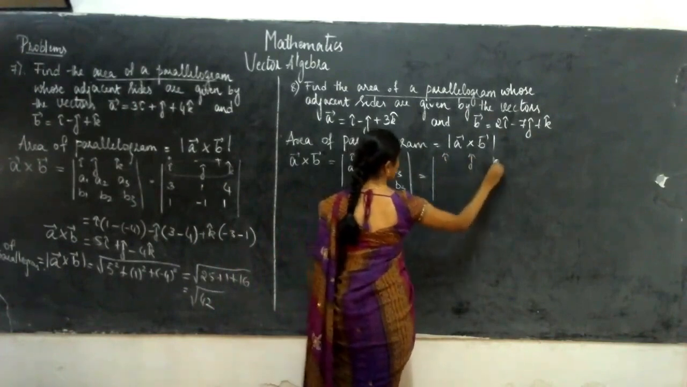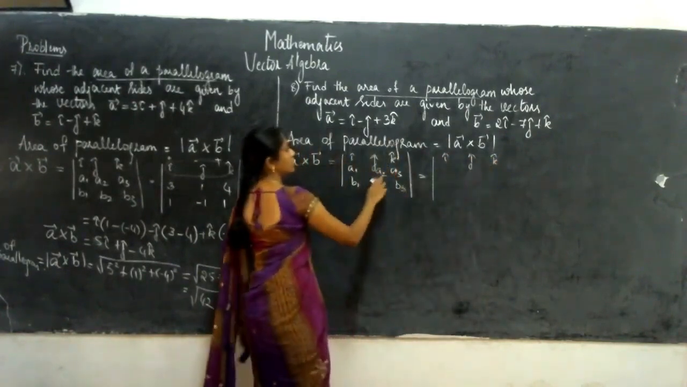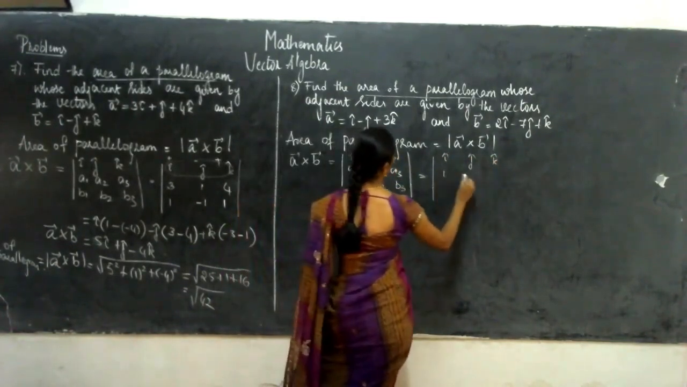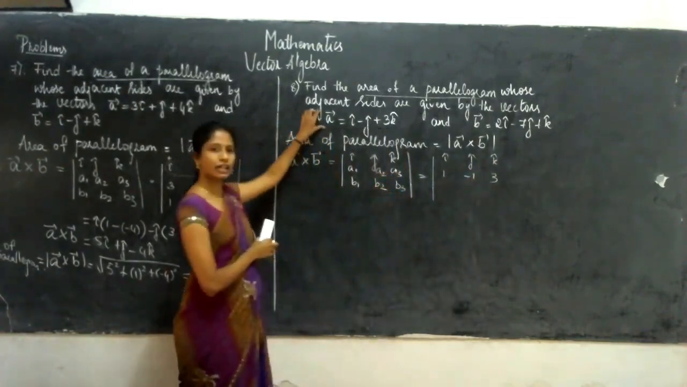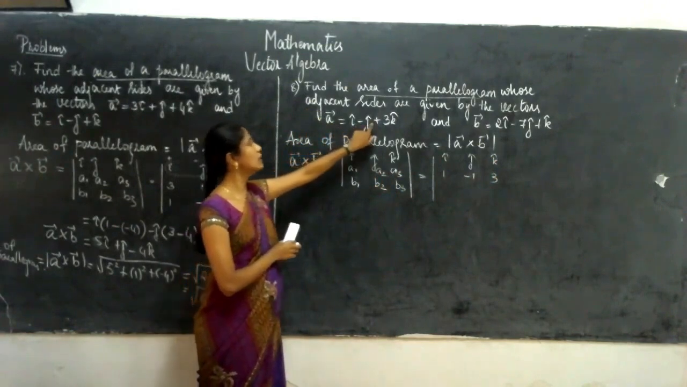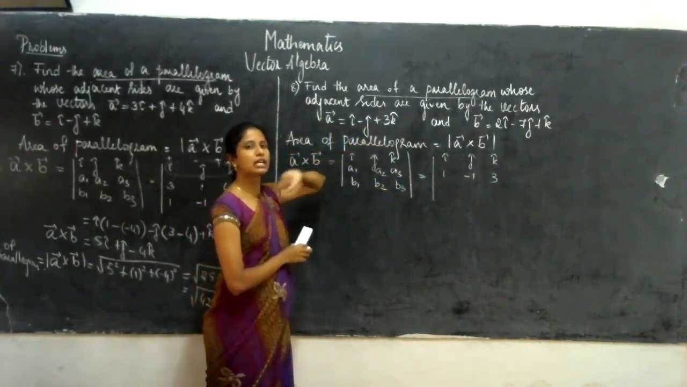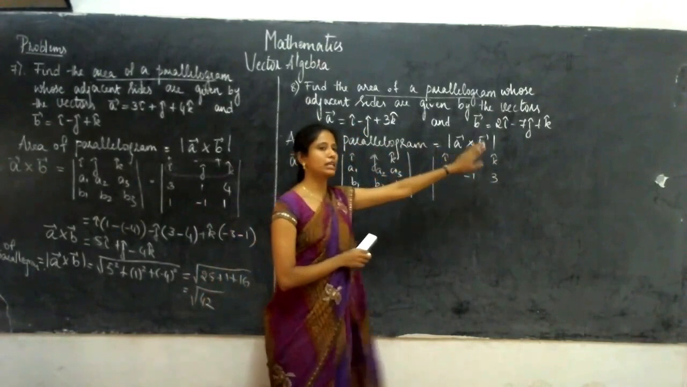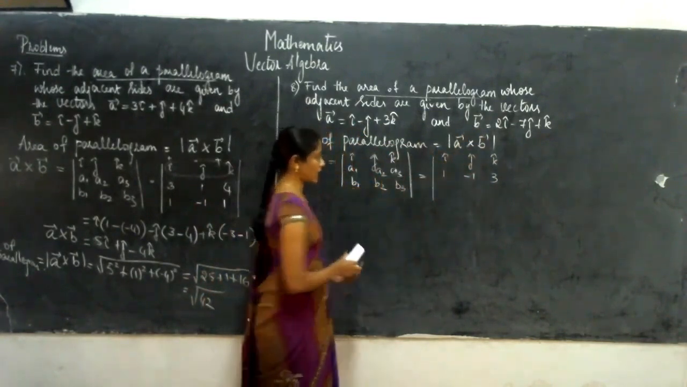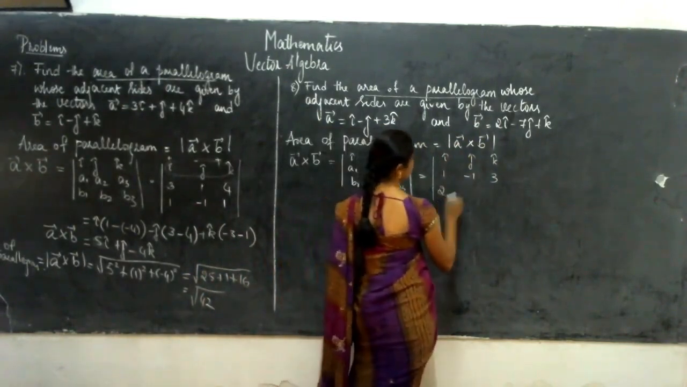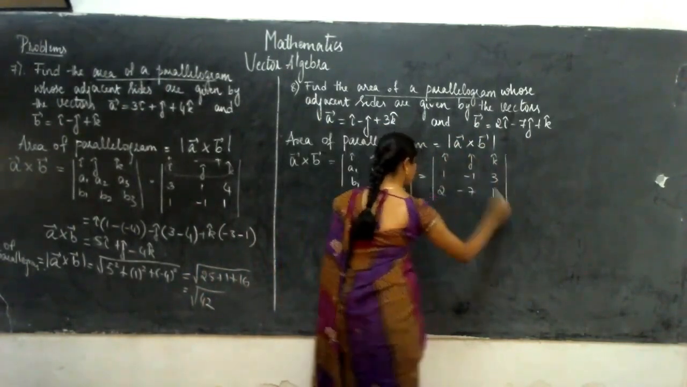I cap, J cap, K cap; A1, A2, A3 equal to 1, minus 1, 3. So here you have vector A as I cap minus J cap plus 3 K cap, and vector B as 2 I cap minus 7 J cap plus K cap. So the scalar components of vector B are 2, minus 7 and 1.